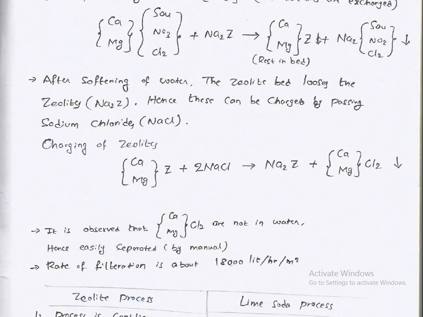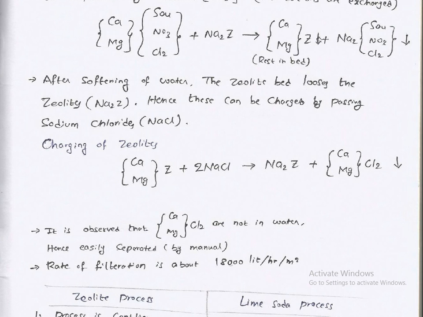After softening of water, the zeolite bed loses the zeolites Na2Z, hence these can be recharged by passing sodium chloride NaCl. Charging of zeolites: calcium zeolite, magnesium zeolite plus twice NaCl gives Na2Z plus calcium or magnesium chloride. It is observed that calcium and magnesium chloride are washed out with water, hence easily separated. The rate of filtration is about 18,000 liters per hour per square meter.